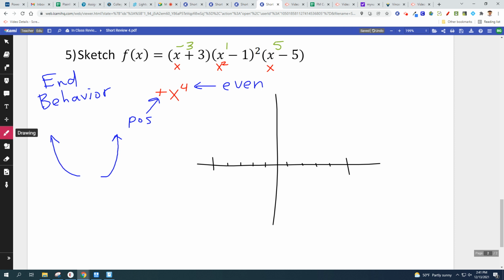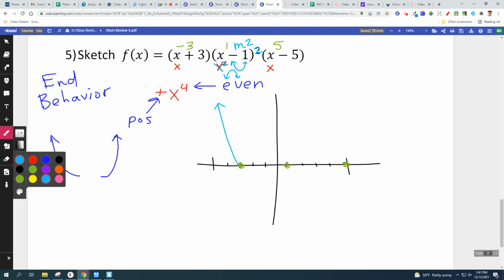I've got a 0 at negative 3, positive 1, and positive 5. I know the end behavior is up, and I also notice that this right here means that there is a multiplicity of 2. A multiplicity of 2 means that the graph is going to behave just like an x squared would behave, or it's going to look like a parabola, or an upside down parabola, depending on what we need it to do. So I know the end behavior is going to be up and up like this.